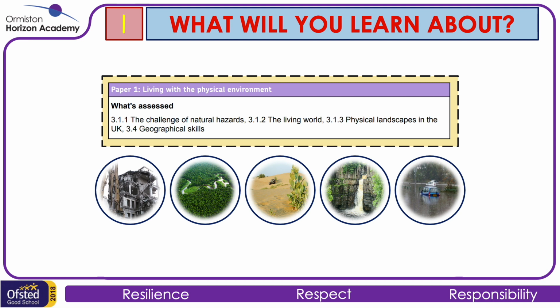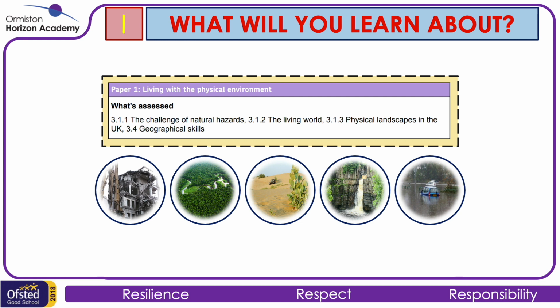From there we'll move into the living world, so we will look at different ecosystems, we'll look at the relationships between plants and animals at both local level and at a global level, addressing case studies like the Amazon rainforest and the Thar Desert in India and Pakistan.